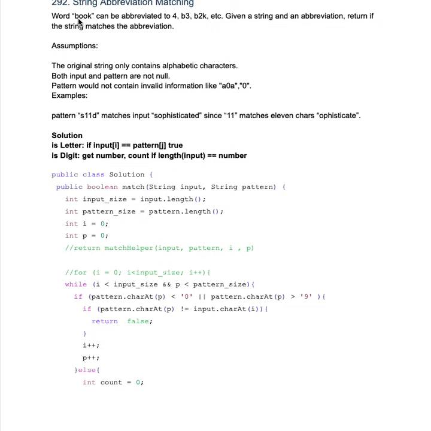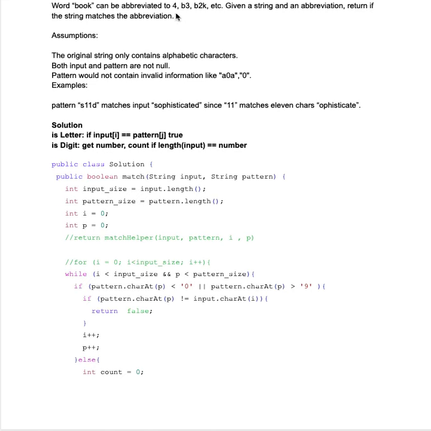We compare the first letter B and the pattern's first letter B. And if it is a digit, so if the pattern is 3, in the input string we compare whether there exist 3 letters. Here is the code.